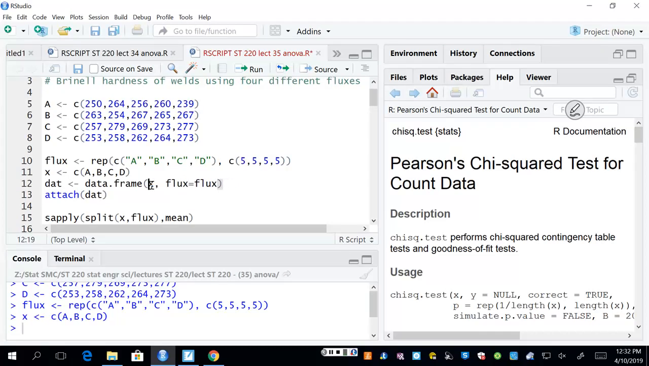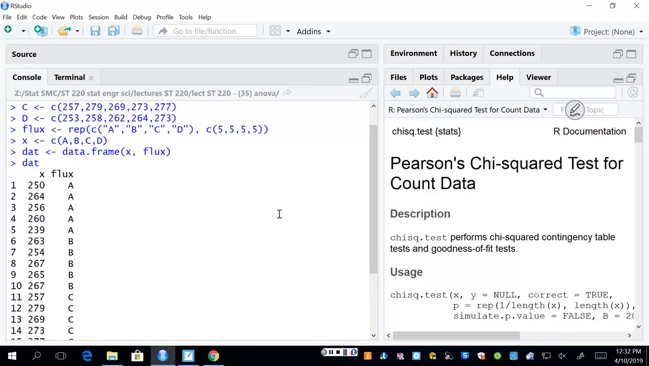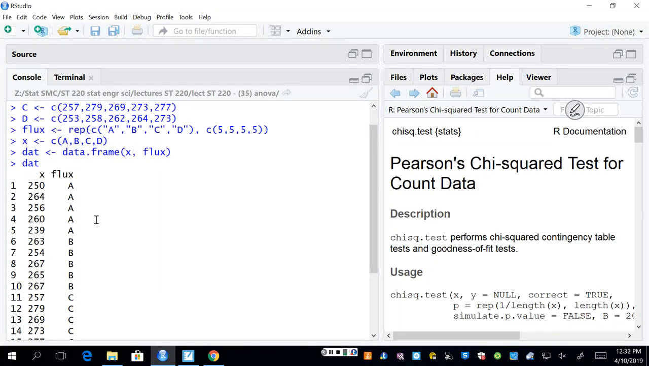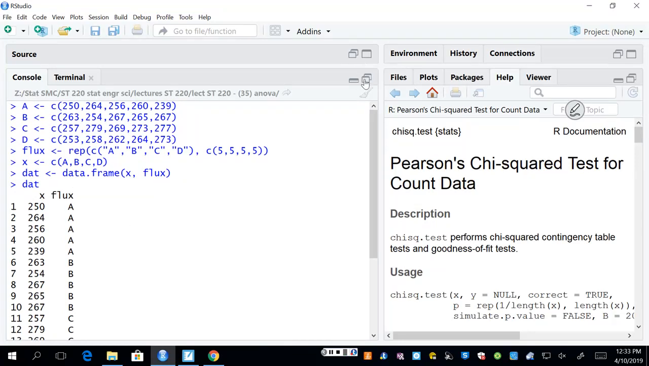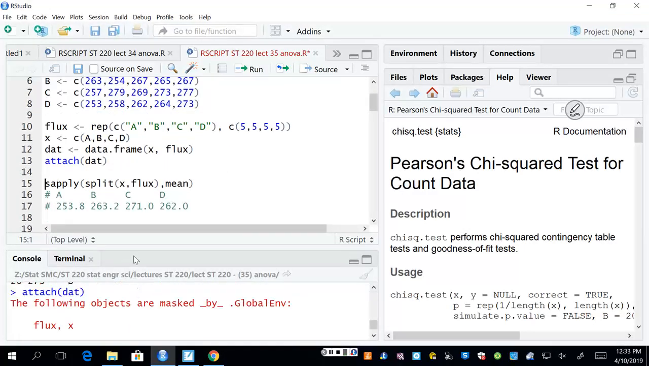You can probably just put X and flux, and it will keep those names, but you could change them if you wanted to. And so my data set, if I look at the whole thing, is my X values all in order, and then the fluxes, these 4 different things there. And so that's what the full data set looks like. Not too hard to type in that amount of stuff. For this analysis, I'm going to attach that data set. The virtue of doing this is I don't have to use the $ sign to refer to the outcomes.